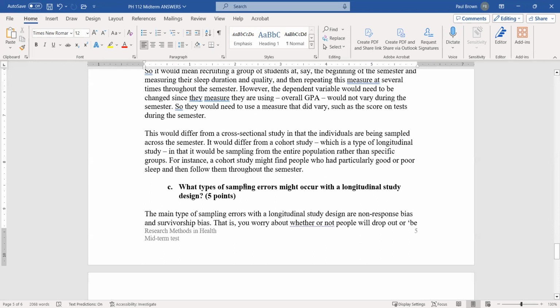What I was looking for in this is basically more of a discussion about, well, if you did a longitudinal survey and you used GPA as your primary measure, then you're collecting information over a period of time, but your outcome measure is not going to vary, because your outcome measure is whatever your GPA was last year. So if you're going to do a longitudinal study like that, you have to use an outcome measure that's going to vary along the way, right?